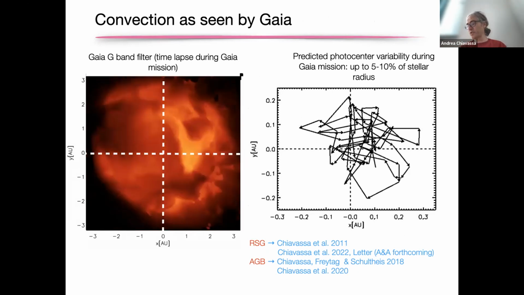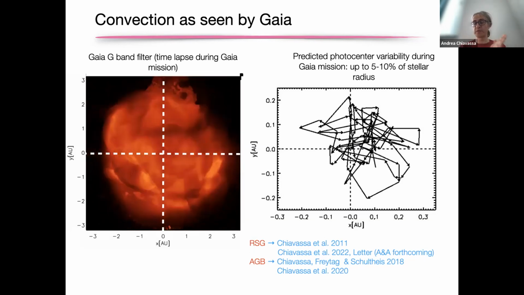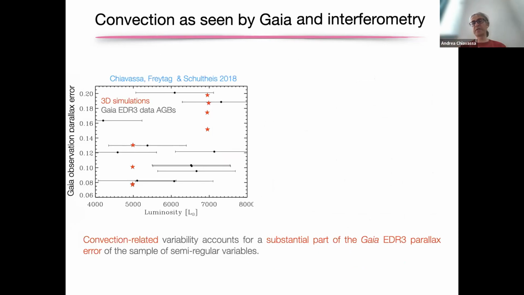During the Gaia mission, this variability is very large, up to 5 to 10% of the radius of these AGB stars. So this is actually something intrinsic in the observation of this kind of star, and it's something that can actually be used to help understand the physics of these stars.